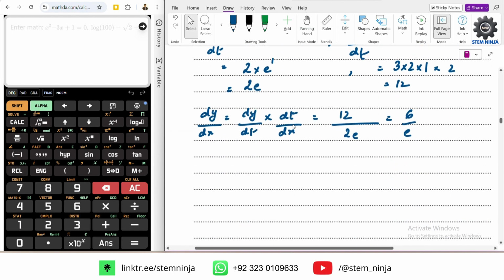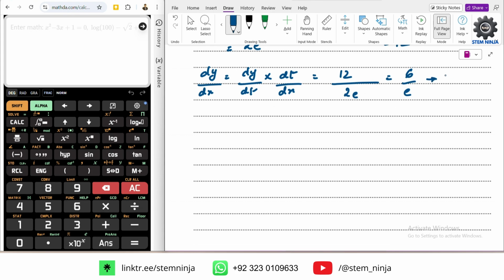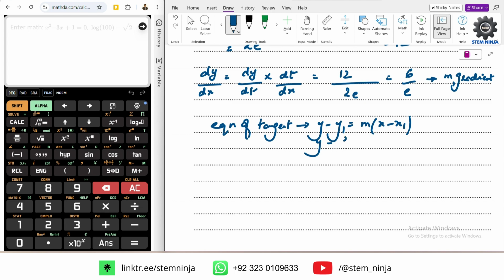Right, okay, now we need this is your gradient, m. Okay, so now we apply y equals mx plus c, or y minus y1 equals m(x minus x1), the equation of tangent. So y minus 3, gradient is 6 over e.